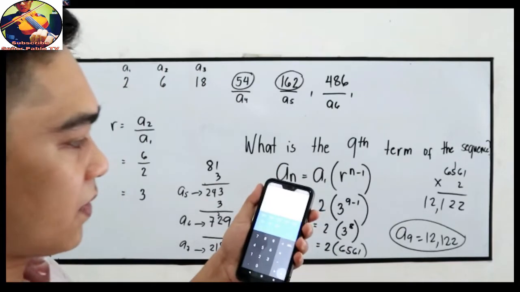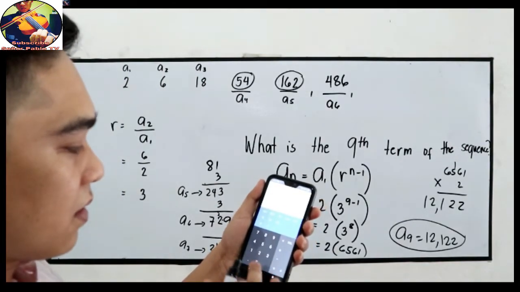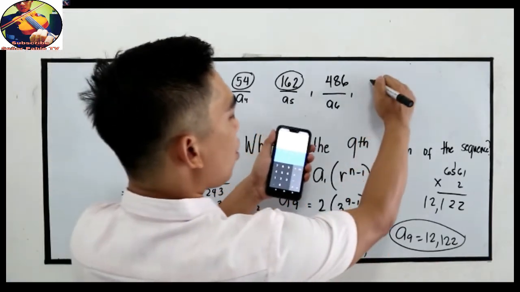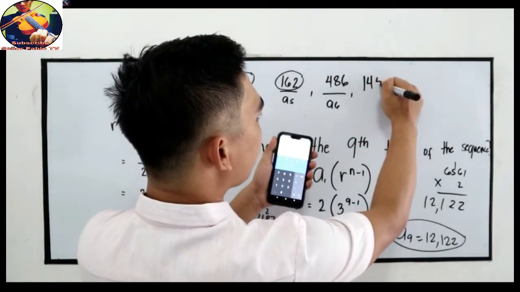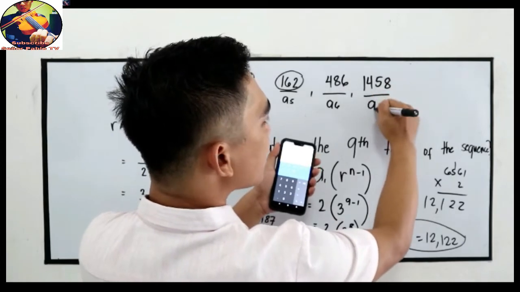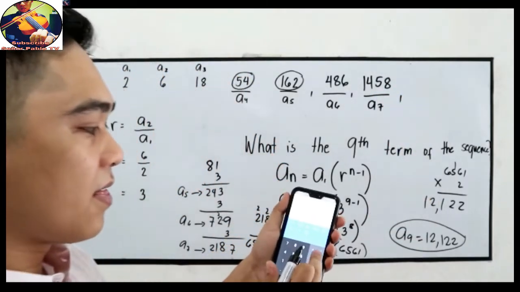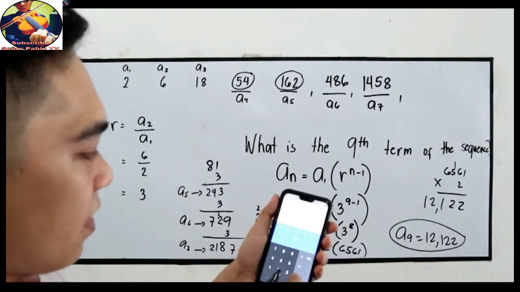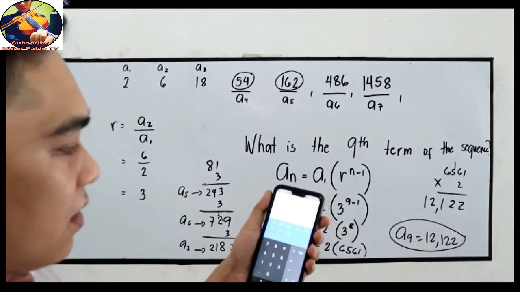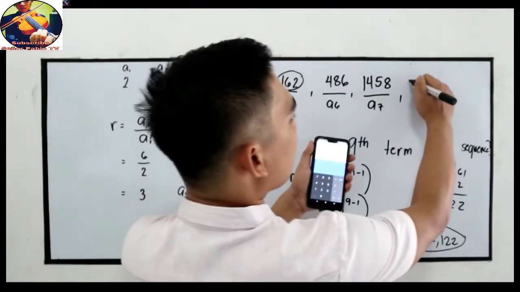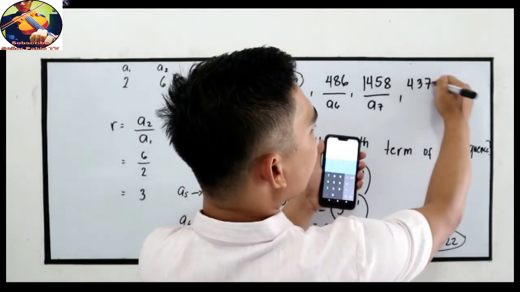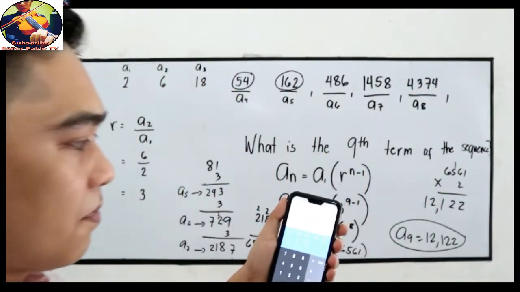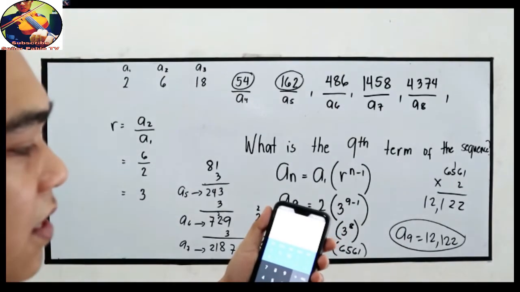Next, times 3. 486 times 3. 1458. Ito ngayon si A7. Next, 1458 times 3. 4374. Ito ngayon si A8. And last, times 3.